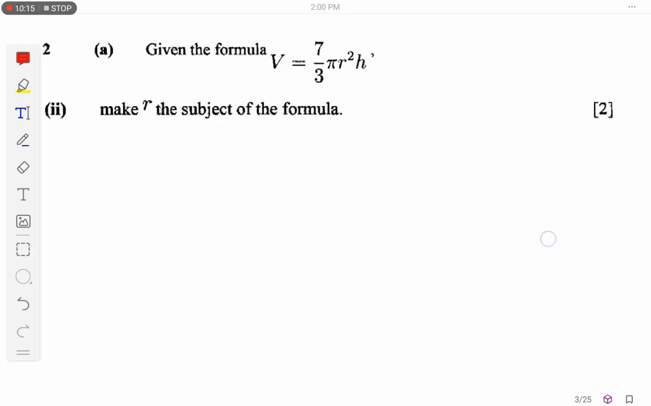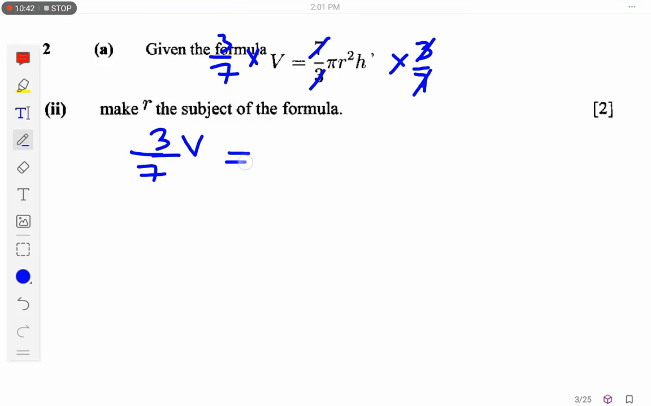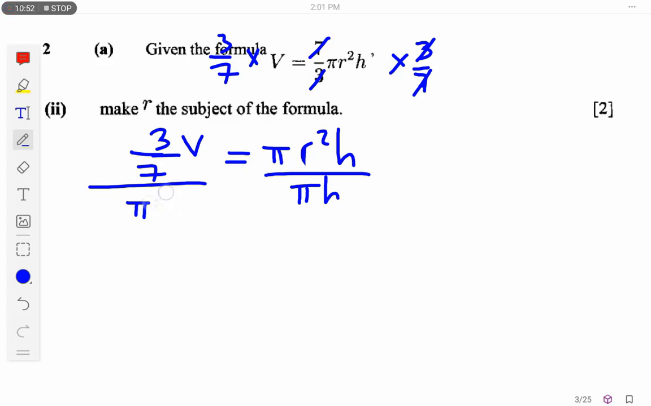Given the formula, make R the subject of formula. Okay, so the idea here, when we have these 3 here, I can first of all multiply by 3 over 7 this side, and also here 3 over 7, such that I remove this 3 and this 7 that side. So I now have 3 over 7 times V is equal to pi R squared H. And we want R there. So I can divide here by pi H, and I also divide here by pi H.